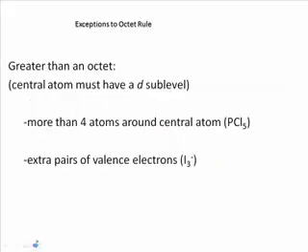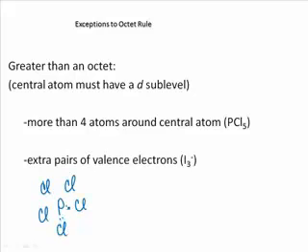Another case is that some can have greater than an octet. And so the key thing about this is that our center atom must have access to a d sublevel. So it has to have electrons in at least the 3rd energy level so that it can use that d sublevel to bond. And there are two cases that you'll see this. One is where you have more than 4 atoms around the central atom. And so phosphorus pentachloride, we would draw this where we just position them around and bond them this way.